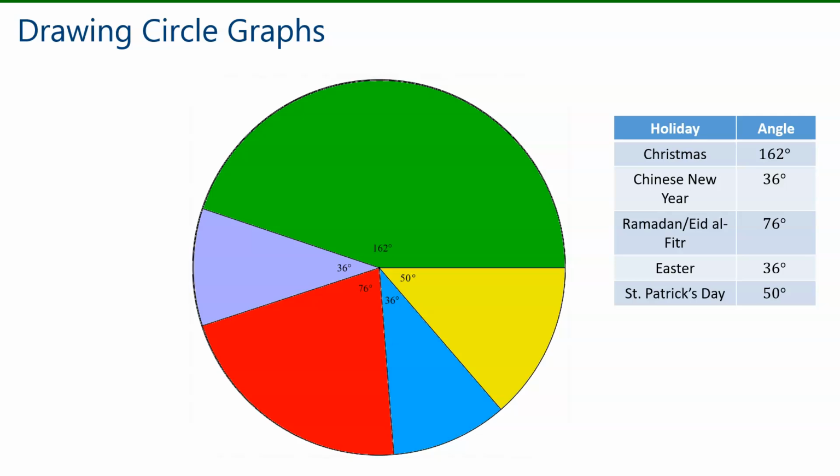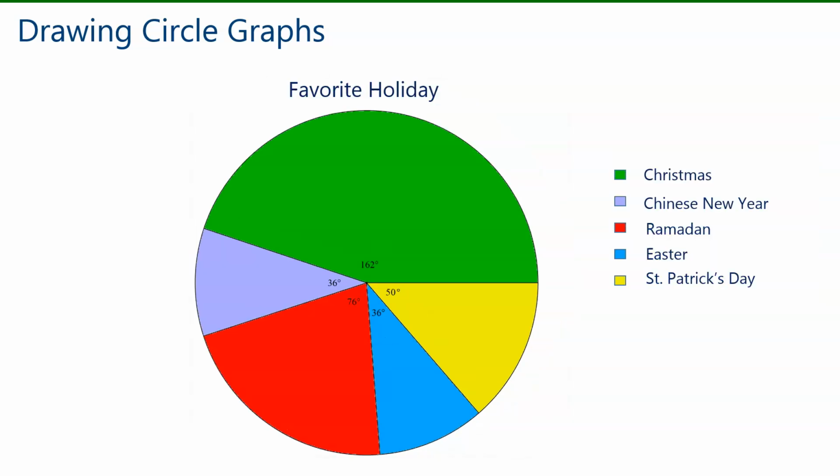So now we're pretty much done our circle graph. We just need to include a title and a legend so you know what each sector corresponds to.